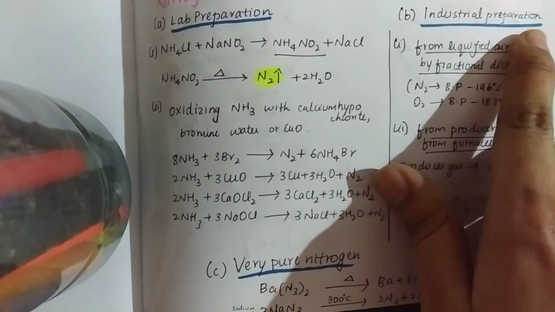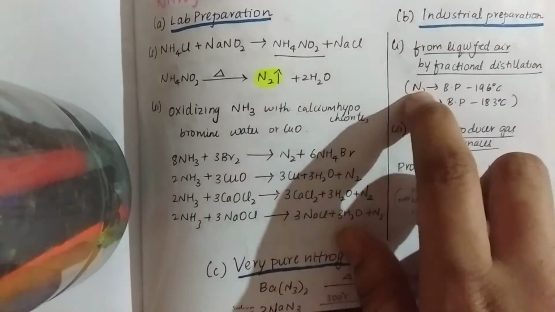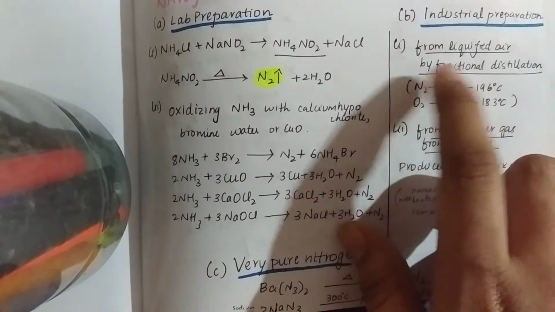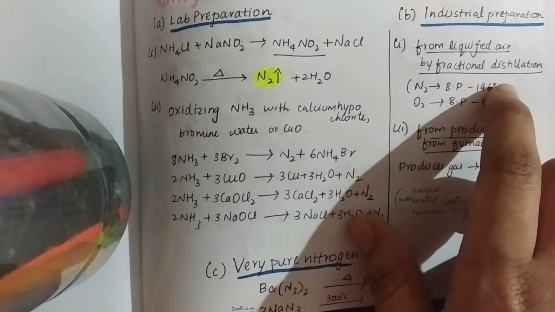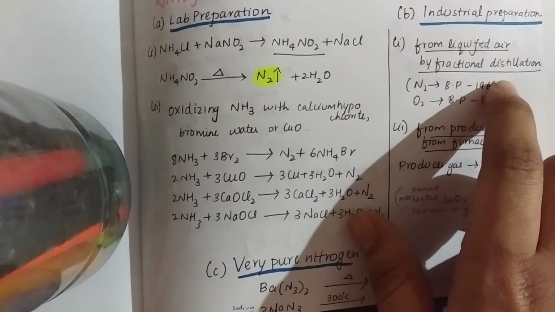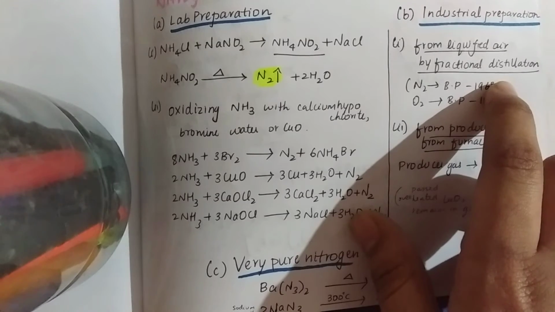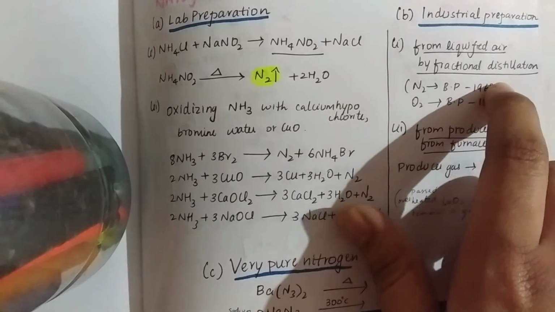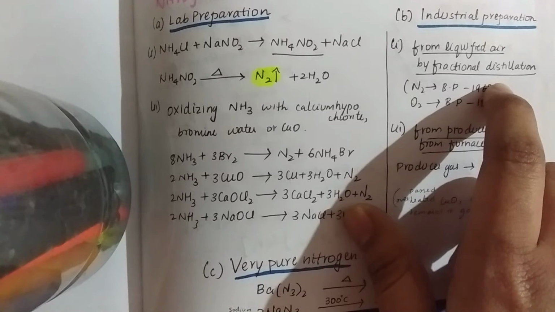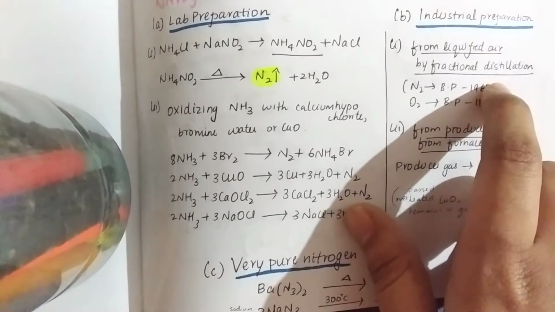And then industrial preparation. Industrial preparation we have from liquefied air by fractional distillation. We already know that in the Earth's atmosphere, nitrogen constitutes around 78%. 78% is more, it's really a huge amount.